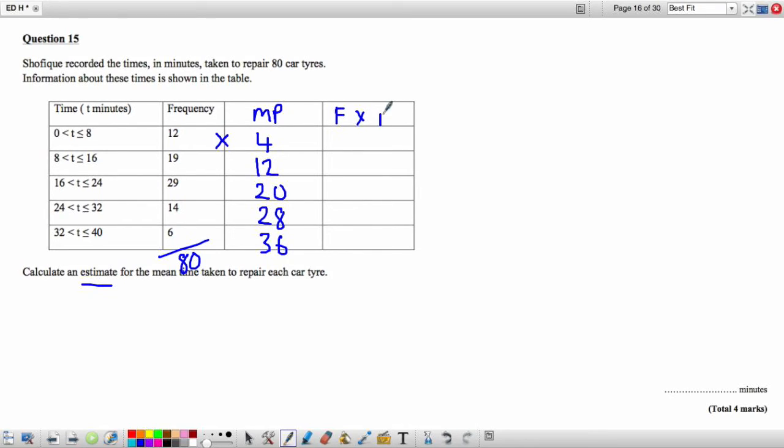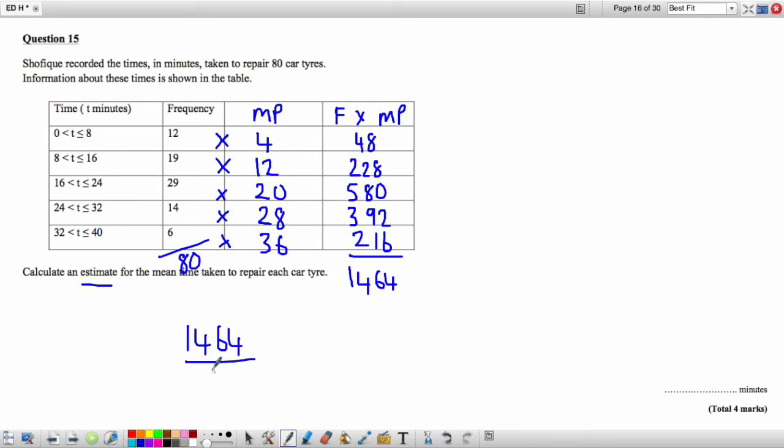Frequency multiplied by midpoint. So taking your calculator and multiplying, we will get 48, 228, 580, 392, 216, adding up to find the total 1464. Therefore, the mean is equal to 1464 divided by 80, which is an estimated mean because we found the midpoint, 18.3.